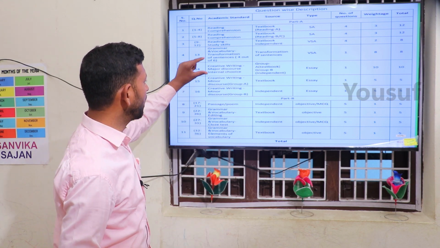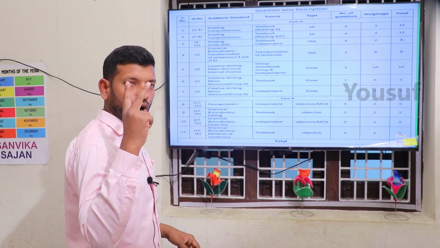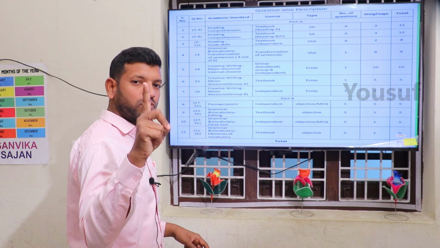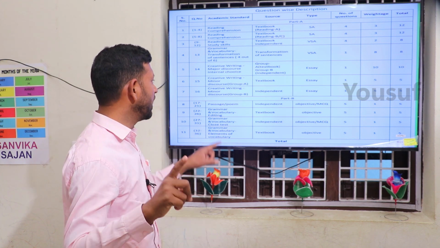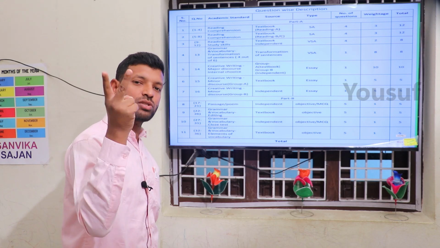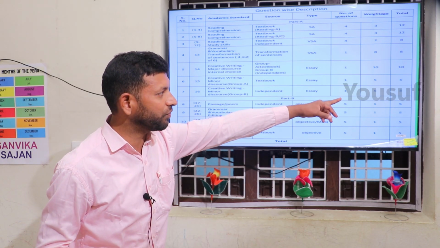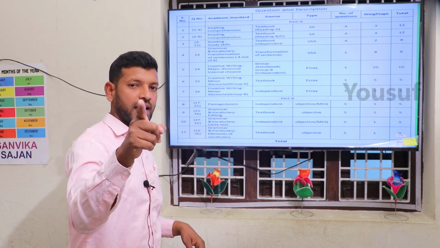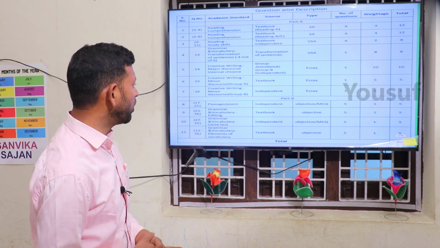So finally here creative writing, there will be internal choice, 1 you have to write, 10 marks. Creative writing minor discourse, there will be 2, and you have to answer 2, and you are going to get 10 marks. 10 plus 10, 20. Right, come down to the part B.